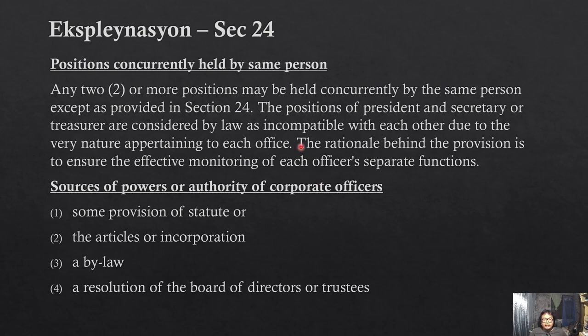Ito, na-mention natin to, positions concurrently held by the same person. Any two or more of the positions may be held concurrently by the same person. So, pwede yan, di ba? Yung treasurer, secretary, pwede same person lang yan. Pero, may expressly prohibited, sinabi yung Section 24: president and secretary or president and treasurer, bawal. Kasi incompatible with each other due to the very nature appertaining to each office. The rationale behind the provision is to ensure the effective monitoring of each officer's separate functions.